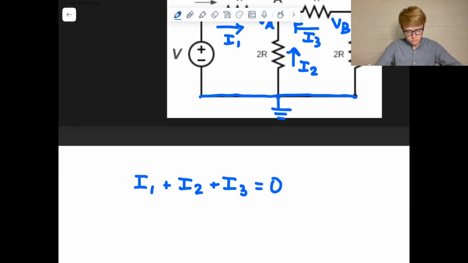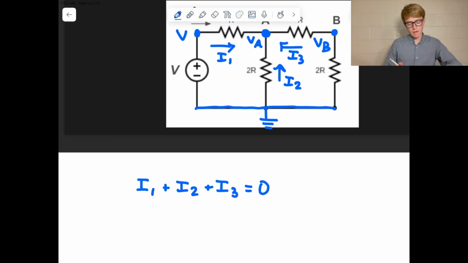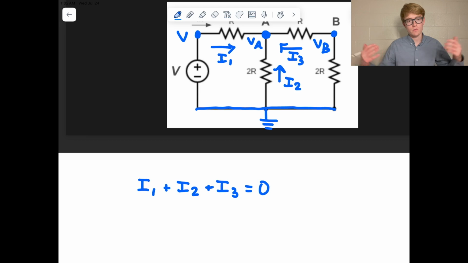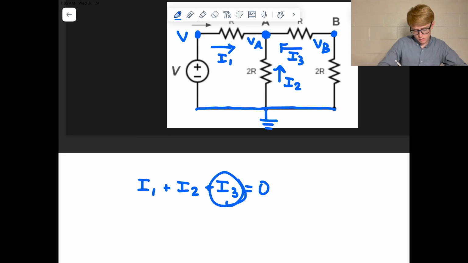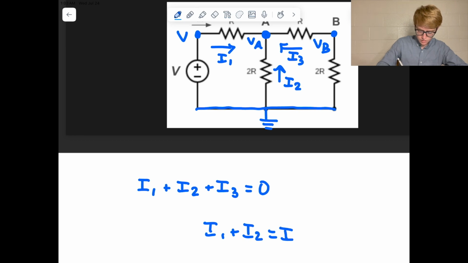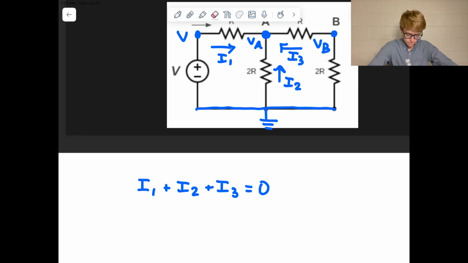That's the reality, right? So now, intrinsically, some of these will be negative because we've assumed they're going in, but in fact it's the opposite way, therefore the current will be negative when we compute this. So for example, like I3, let's say that turns out to be negative, well then this equation makes a lot more sense, right? Because we would have I1 plus I2 is equal to I3, if that were the case, something like that, okay?